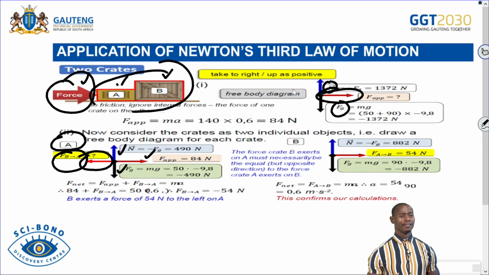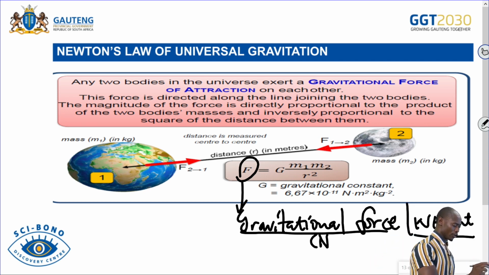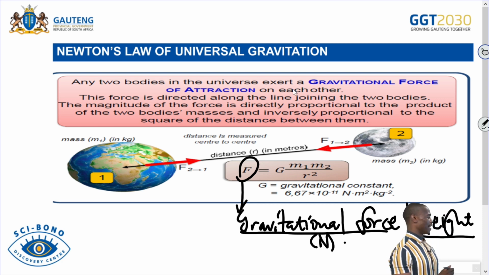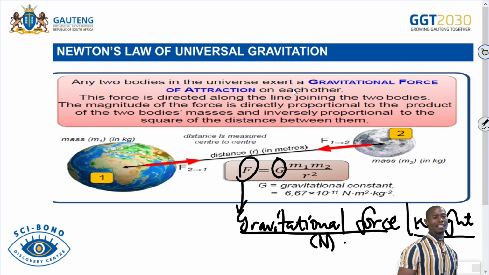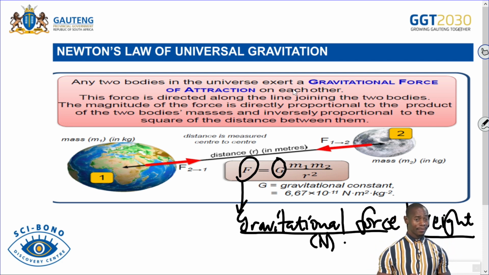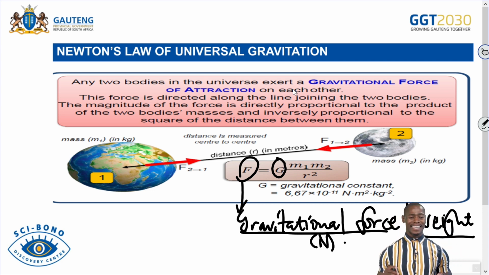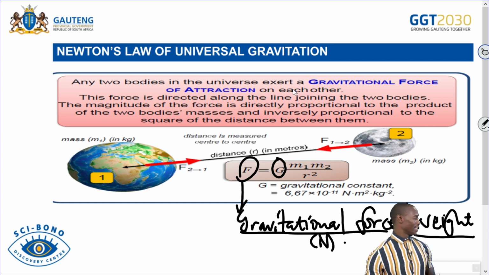So you have gravitational force there, which is measured in newtons. All right? Then G is the gravitational constant. It is there on our table of constants. And then m1 is mass of object 1, m2 is mass of object 2, measured in kilograms. And then r is the distance between the centers.